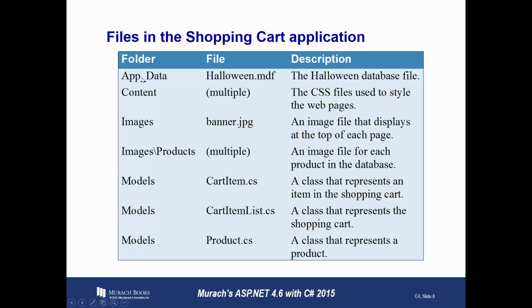Okay, so I already mentioned these. Models are going to have these three files. Notice cart item will represent an item in a shopping cart. Item list will be all of the items together in our shopping list. And product will represent the different products that we have.